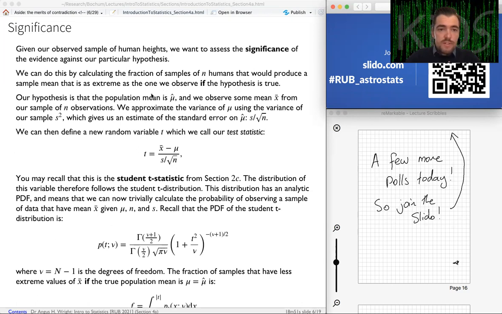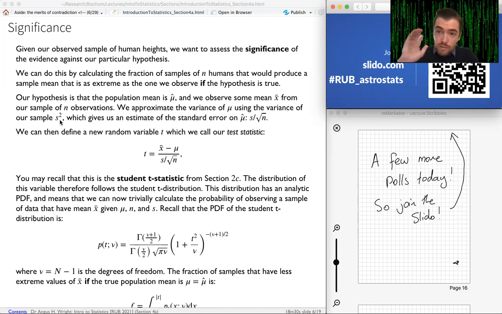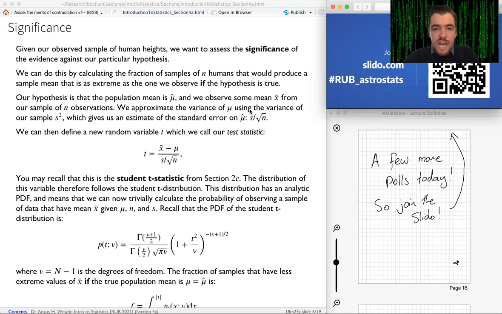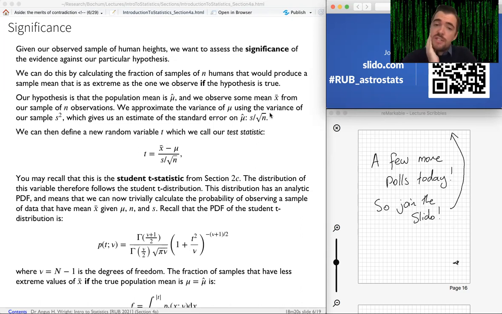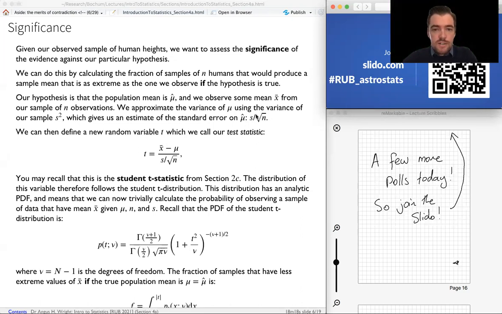So our hypothesis is that the population mean is this thing, mu hat, and we observe some mean x bar, given our sample of n observations. We can then approximate the variance on this mu hat by using the sample variance of our sample, which is just S squared, stuff we've already covered earlier in the course. And we can use that to get an estimate on the standard error of mu hat, which is just S over square root of n. Okay, standard error on the mean, but using the sample variance instead of the population variance here.